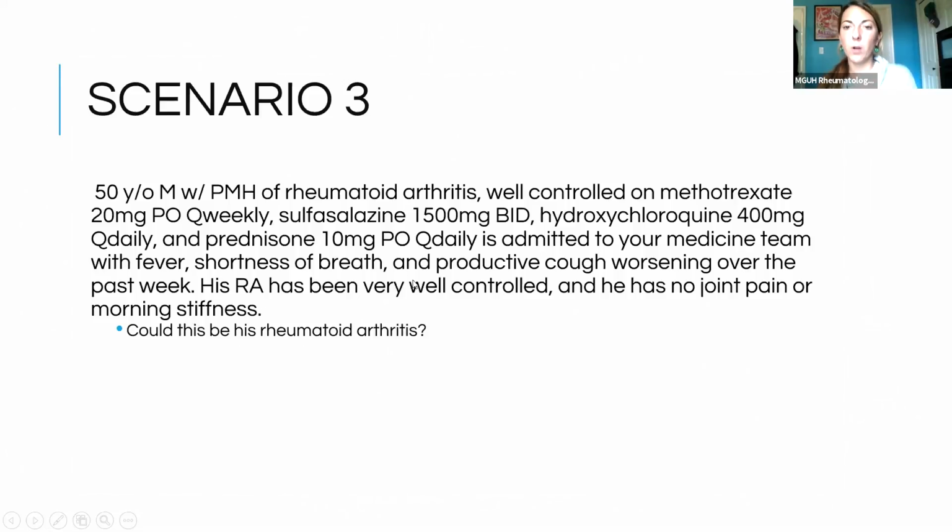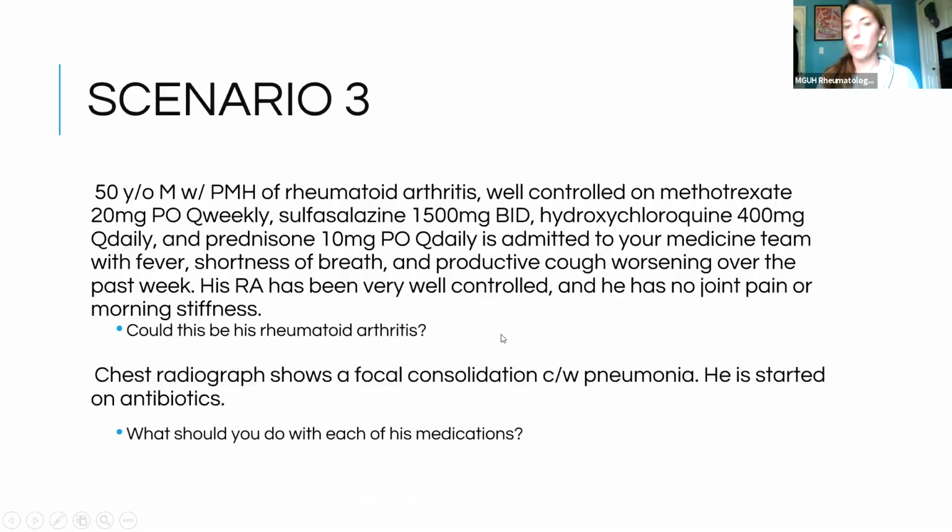In RA, you'll recall we talked about how if people are going to have an extra-articular manifestation of their RA, that's typically going to occur in someone who's poorly controlled, not on meds. So it's unlikely to be an ILD presentation of his RA. On your radar, but unlikely. So you get a chest radiograph, which shows a focal consolidation consistent with pneumonia. You start him on antibiotics.